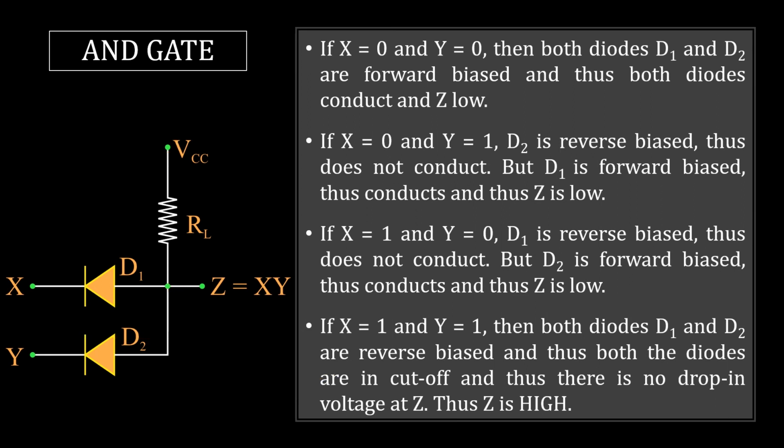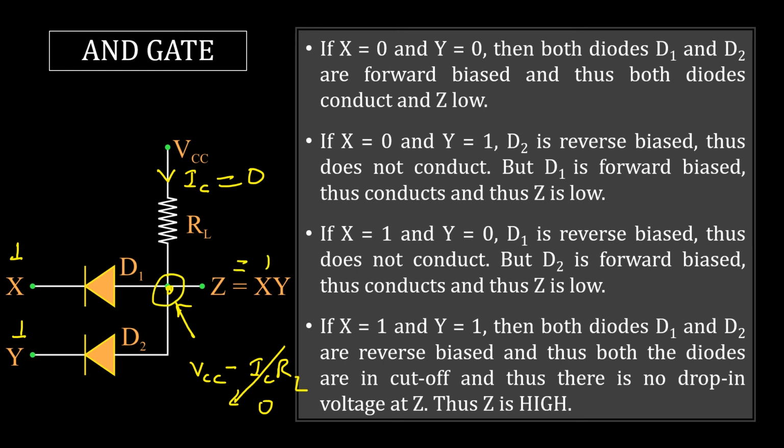Let's see once again. We will remember that if a current IC is passing here, the voltage here is going to be VCC minus ICRL. Let's say here I have 1, here I have 1, that is, we have put high voltage. If it is a high voltage, current will not pass. And because the current does not pass, this is going to be 0. So we will have a high voltage here, so Z will be 1. Both the inputs are high, the output is high.